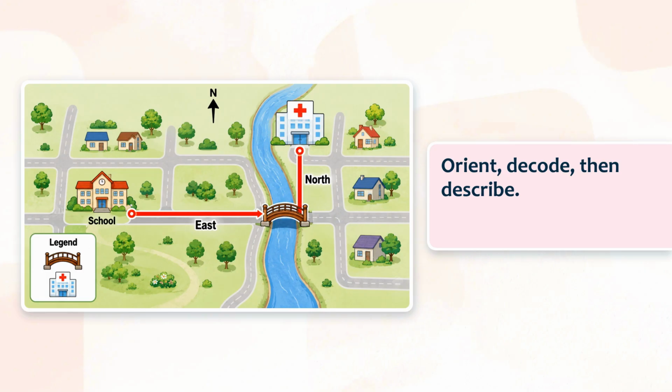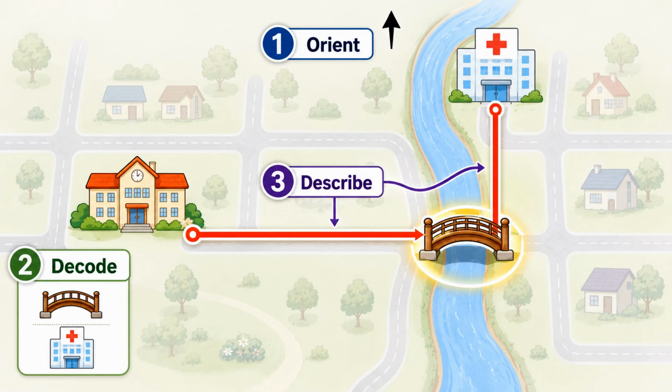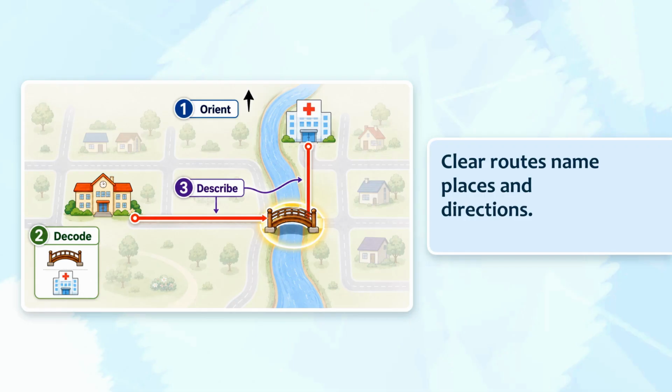Orient, decode, then describe. Each action prepares the next one. First orient and decode the map so the route is based on evidence. Then follow one segment at a time. Naming the bridge as the turning point makes the directions clear for another person to follow. The turning place removes vagueness from the instruction.